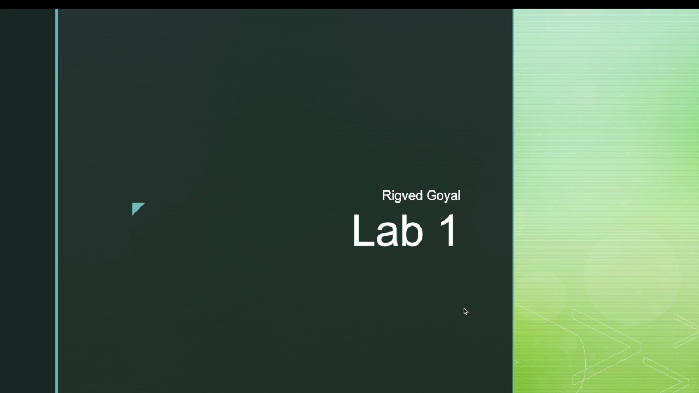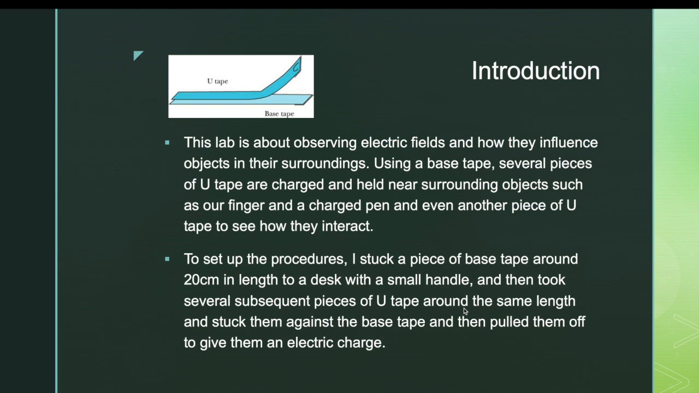Hey, my name is Riglet Goyle, and this is my Lab 1 report. This lab is all about observing electric fields and how those electric fields influence objects and their surroundings.